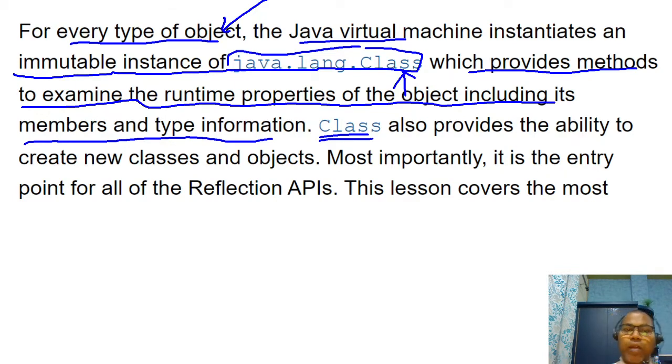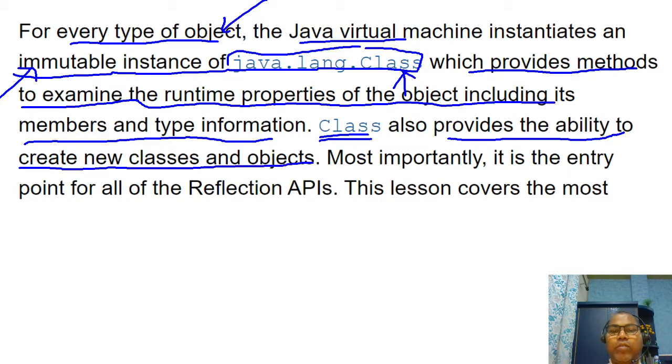First you have to get the object of the class itself, a Class. All these objects are immutable. So Class provides the ability to create a new class and object. This Class offers the facility to create new classes and new objects for any types.